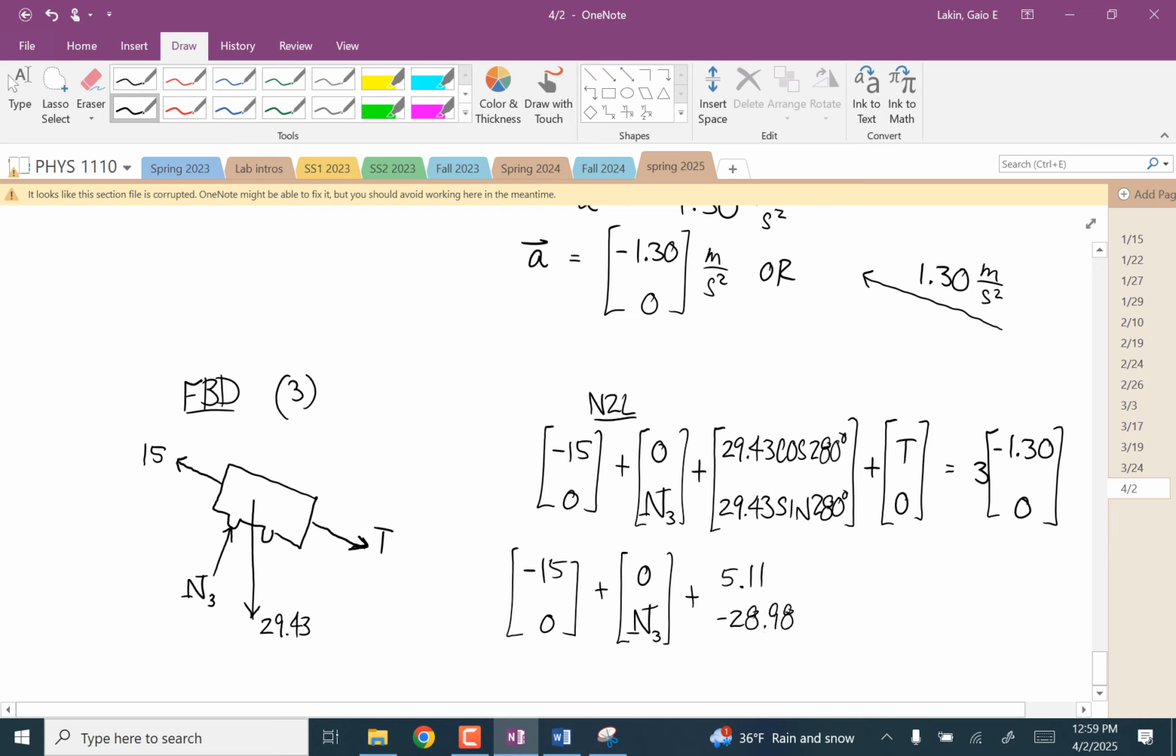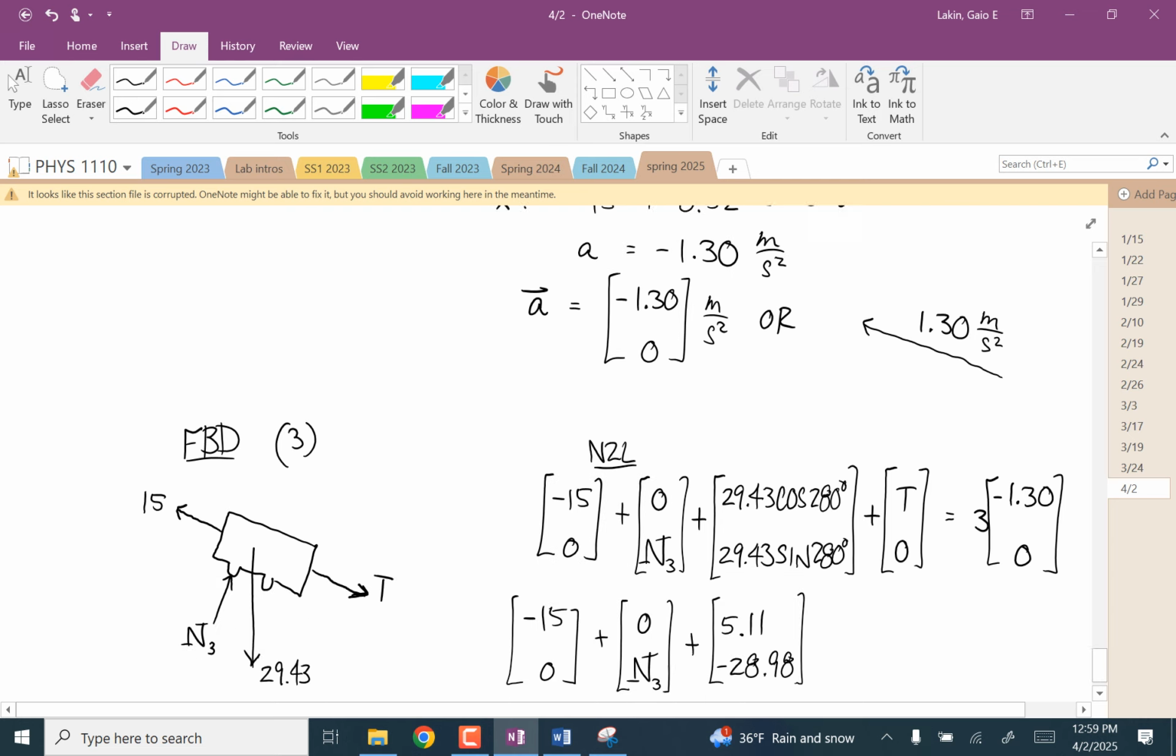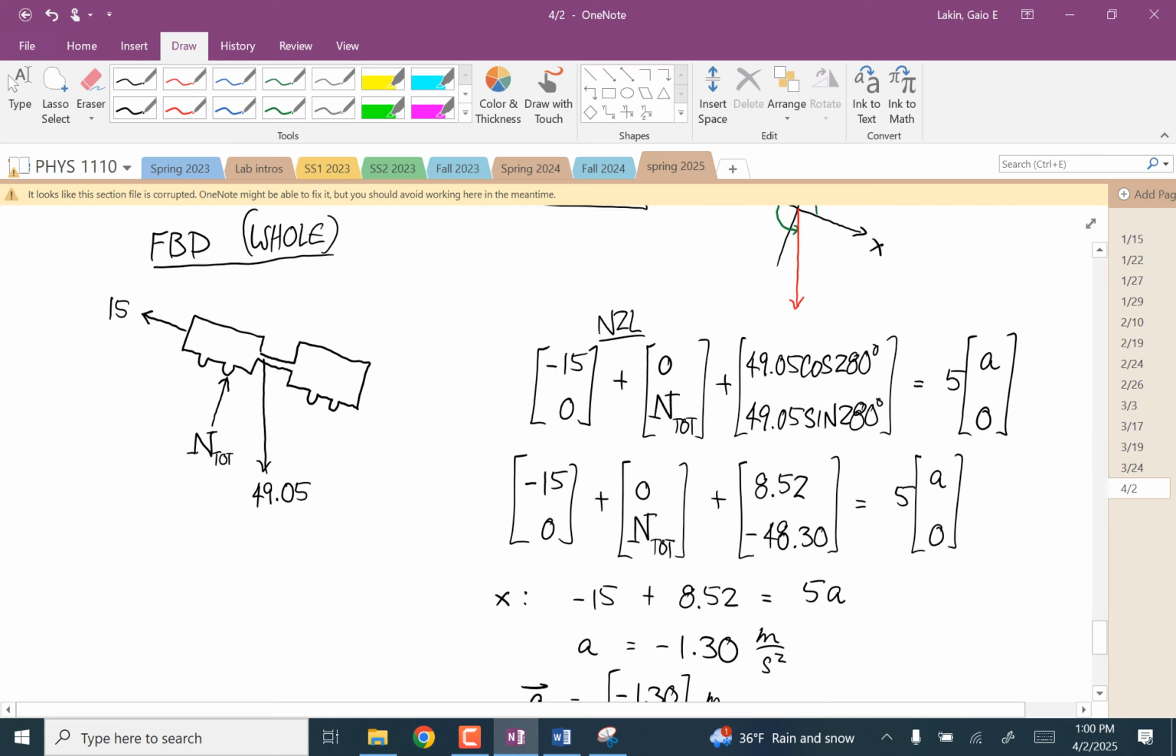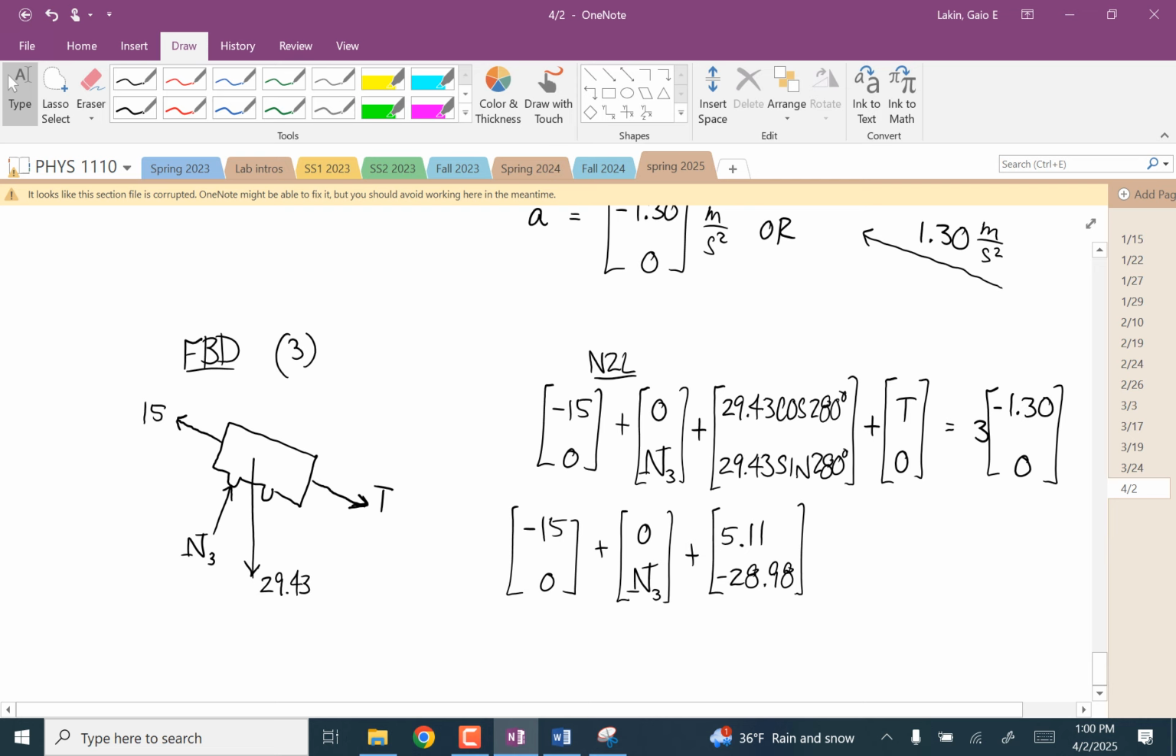Wait, how do you know tension's gonna be on the X? Because you just look at where that cable connects to the body, and then think of the rules of pulling forces. So you know it's going to be at this point. You know it's going to be parallel to that cable and away from the body. Okay, 1, 2, 3, and then we have the cable force like that. And then 3 times negative 1.30, 0.